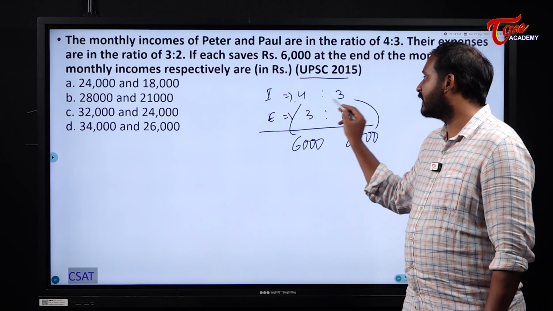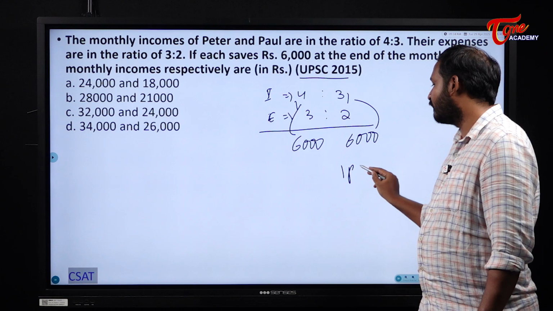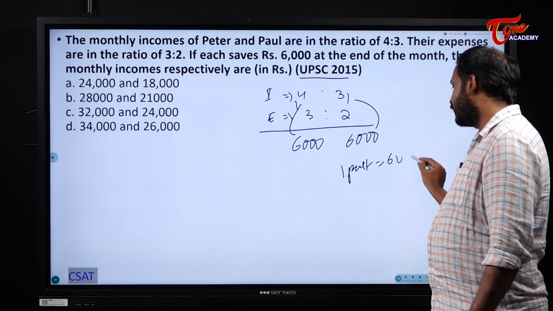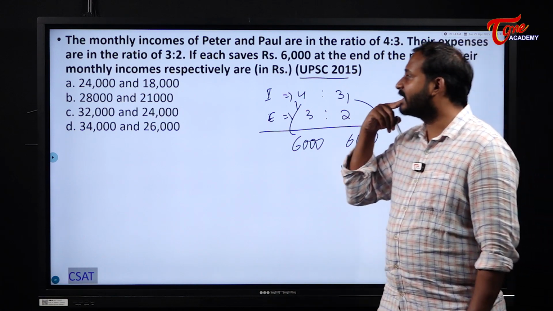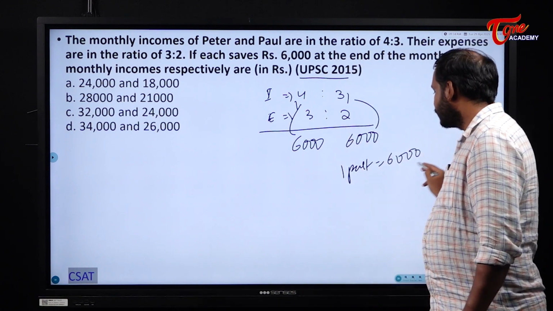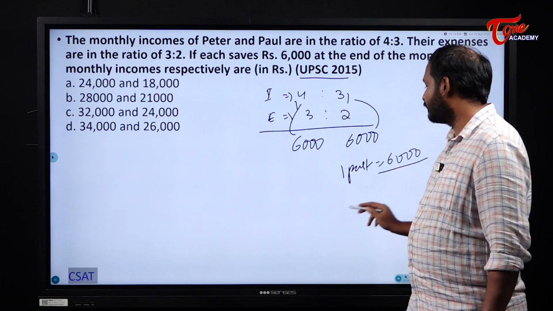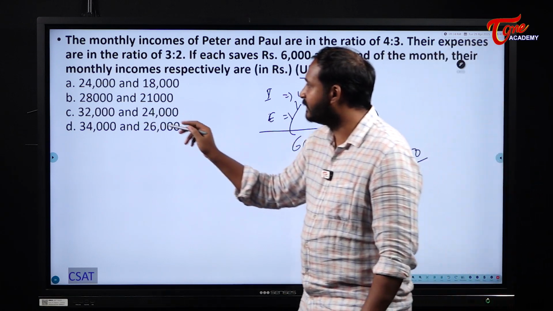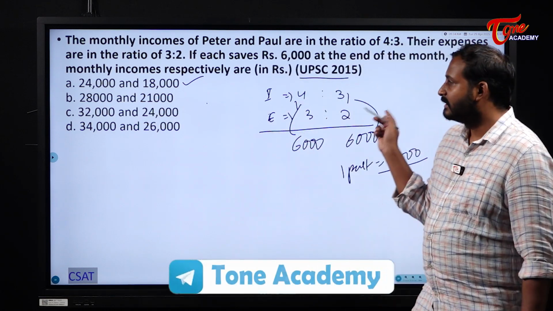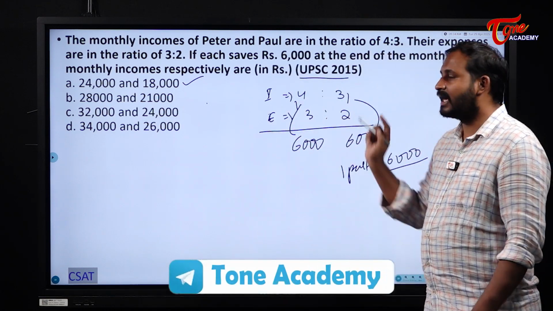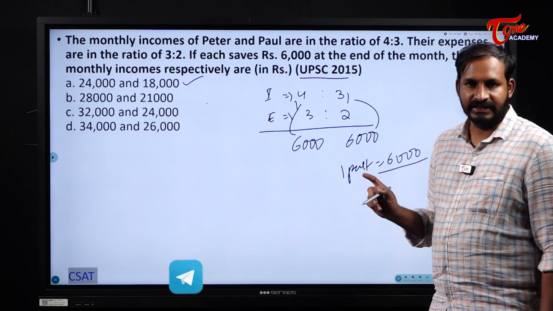Difference is one part here and difference is one part here. So one part will become what? 6,000. Now, at the end of the month, their monthly incomes are respectively, his income will become 24,000 and his income will become 18,000. So what will be our answer? Option A. Earlier, they asked the combined one. Here they asked the individual salaries.